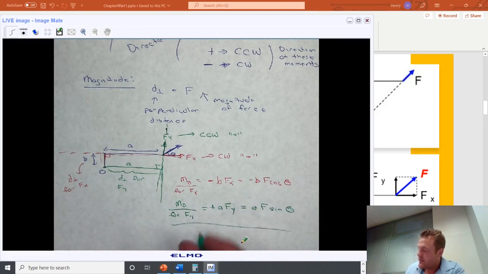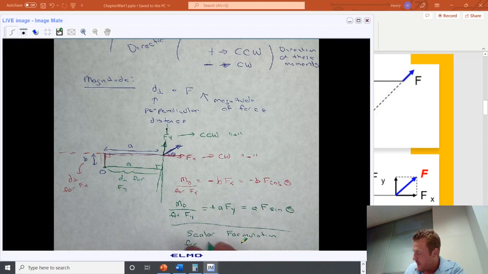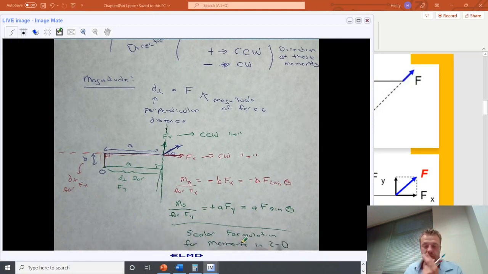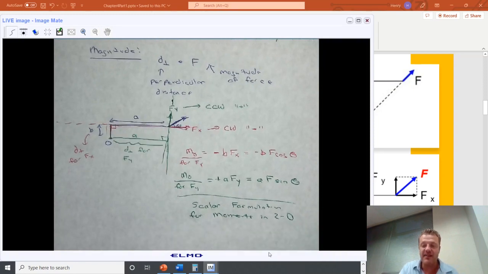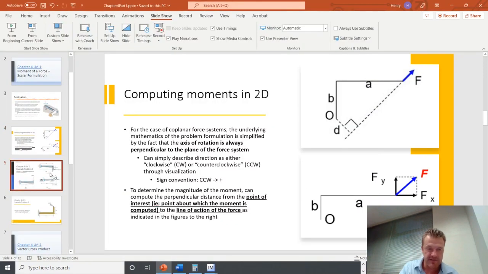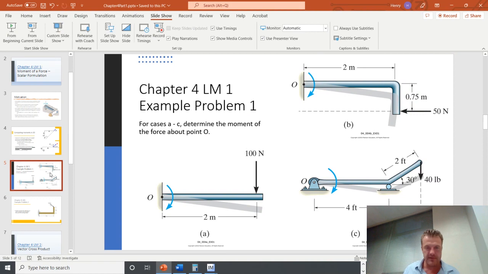So this approach that we're showing here is how you do the scalar formulation for moments. And notice that obviously you're only going to be able to do this in 2 dimensions, right? It'll become incredibly complicated to do in 3 dimensions. So let's look at some example problems here.